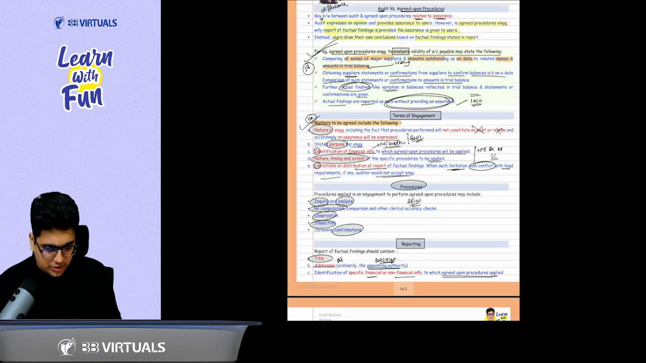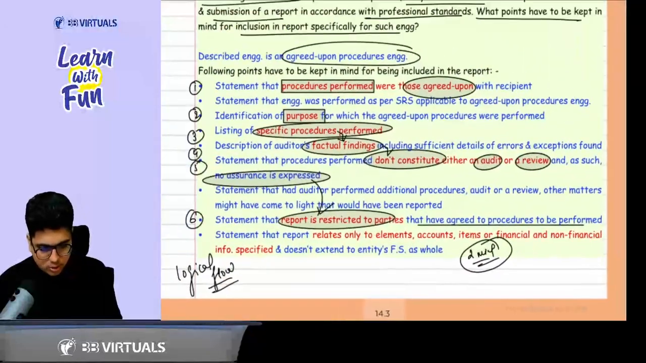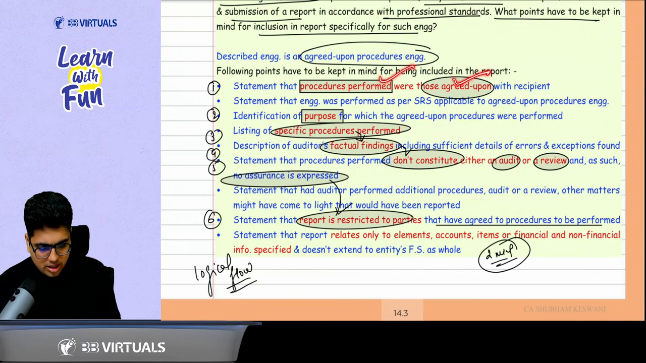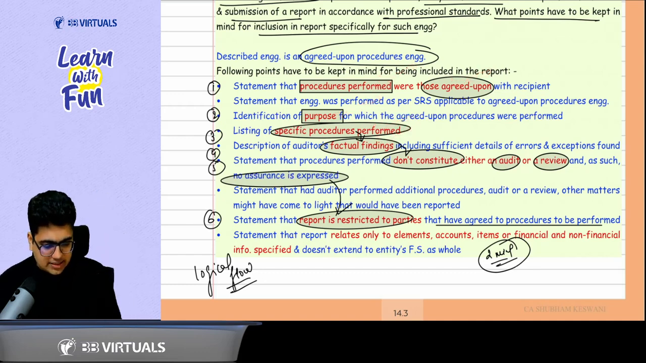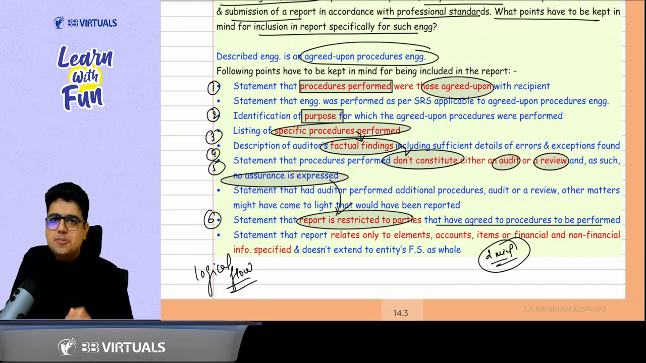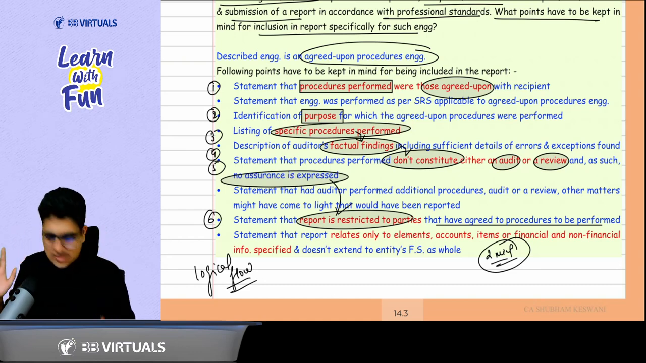These are the points you need to consider, and this is what we also discussed at the end. Procedures performed are agreed upon. Purpose of agreed upon procedures, specific procedures performed. Based on the procedures performed, what are the factual findings? Plus tell it is neither audit nor review, so no assurance expressed. And lastly, the report is restricted to the people who have agreed with the procedures.